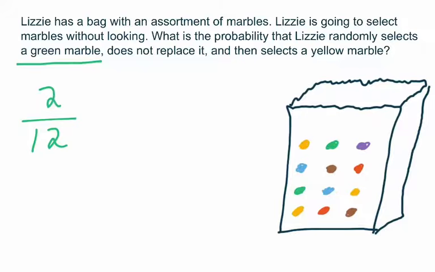I'm going to leave it like that. We can simplify that, but I'm going to leave it like that for now. That's the probability of the first event. We then need the probability of the second event. And there's some important information in the word problem that will help us determine that probability.